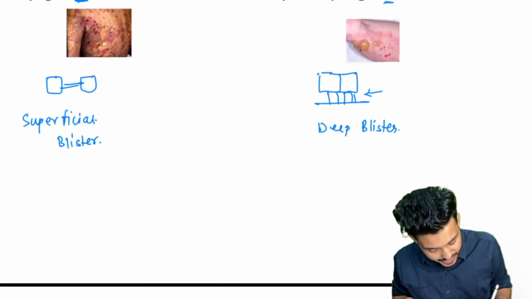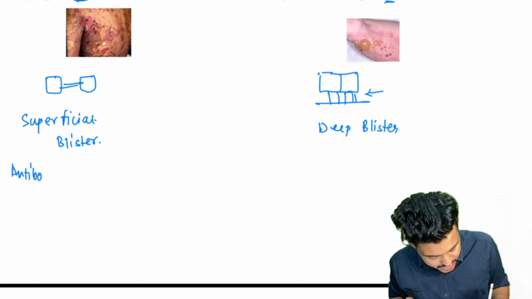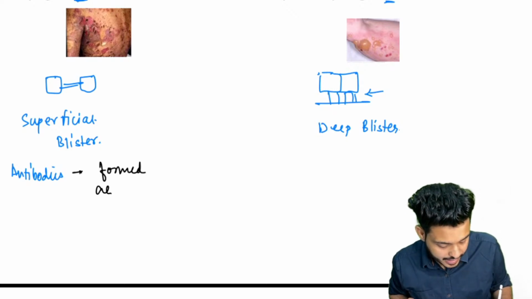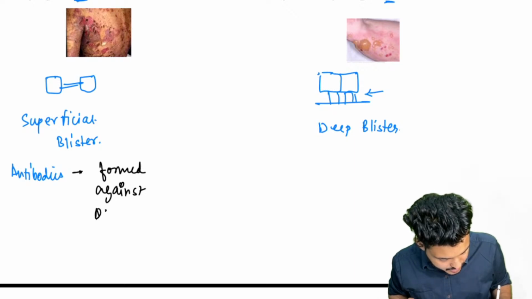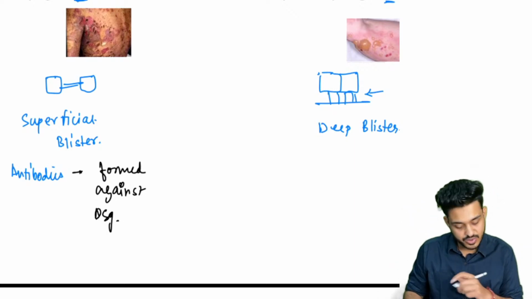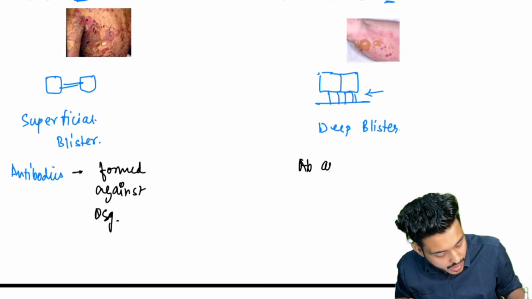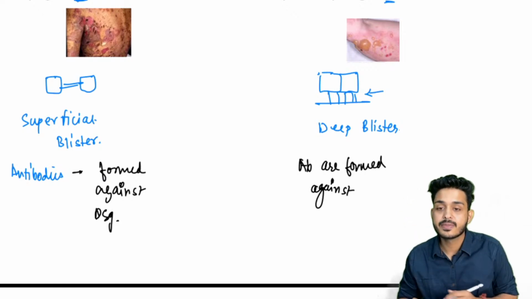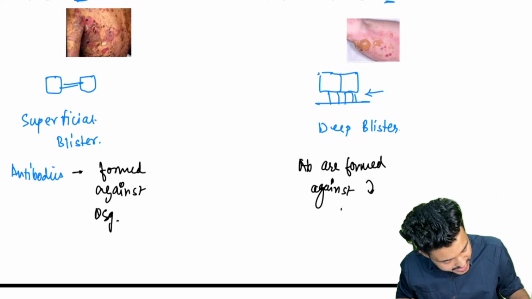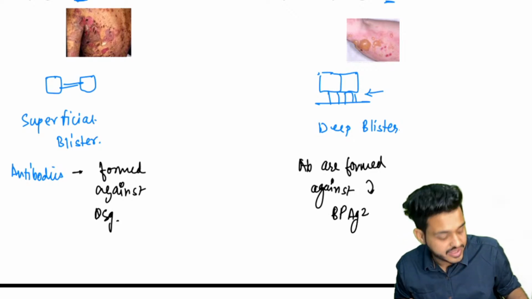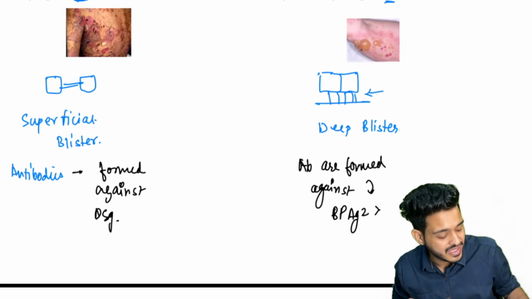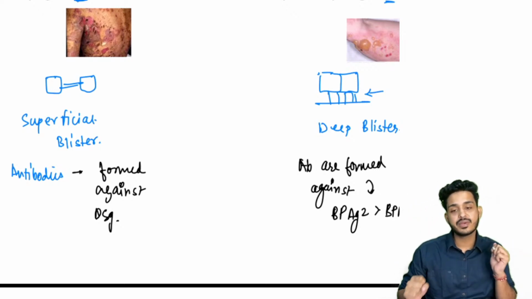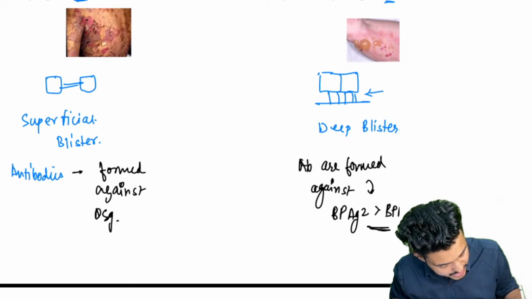Second thing, where will antibodies be formed? Antibodies are formed against desmoglein. Here the antibodies are formed against bullous pemphigoid antigen 2 and BPAG1, which are basically hemidesmosomal proteins, so here antibodies will be formed against them.